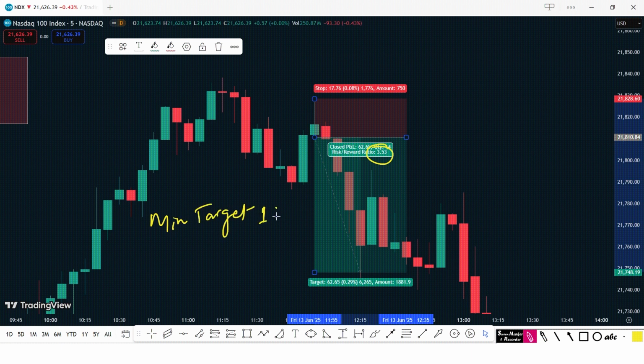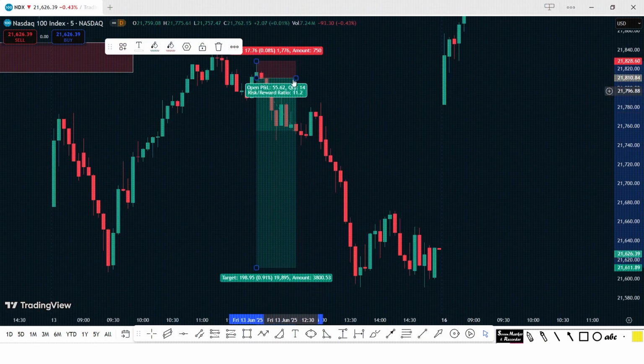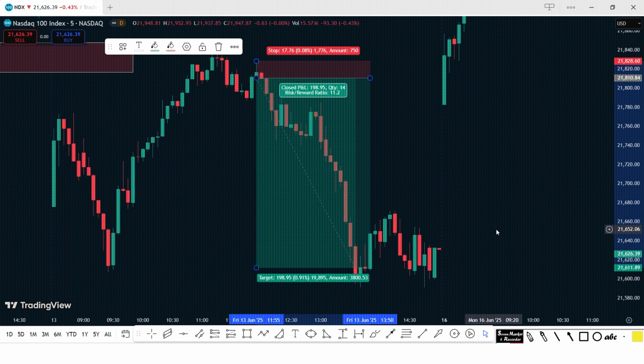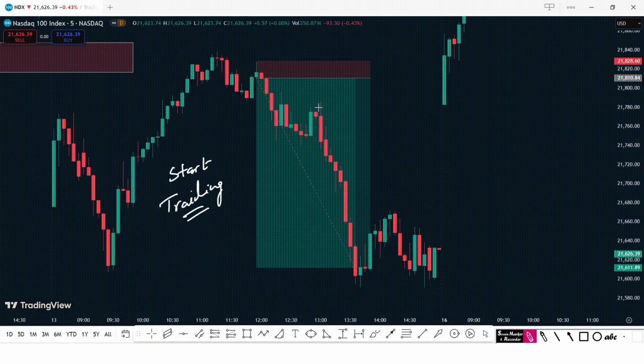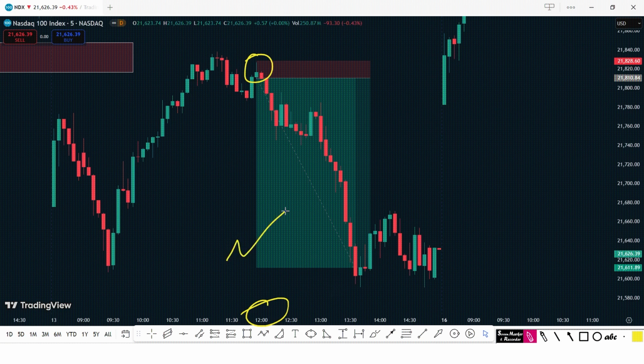If price continues in your direction, consider using a trailing stop loss to lock in more profits. Your entry and exit rules should remain consistent every time. Here's a helpful tip. If this setup forms in the second half of the trading session, the reversal tends to be stronger. Keep that in mind as you scan the market.